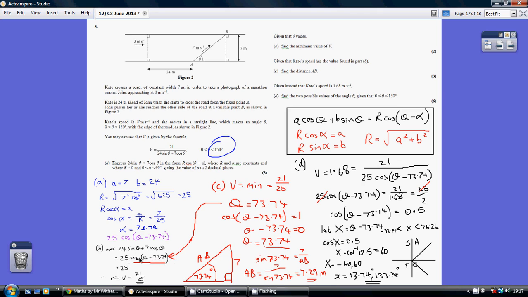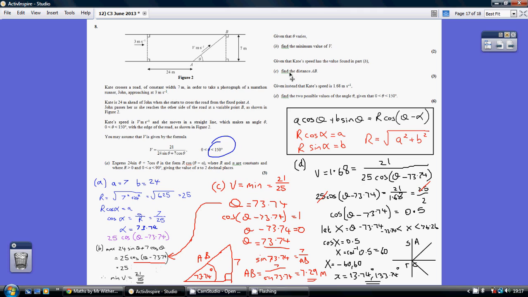Now, thinking about our cos curve, remember the maximum value we're going to get for this part here is 1. Okay, because we're trying to maximize this. The highest cos value we can get of an angle is 1, so we're going to maximize the denominator, minimize V, when cos of theta minus 73.74 equals 1. This will give us 25 times 1, giving us a denominator of 25. So V will be 21 over 25 as our minimum.